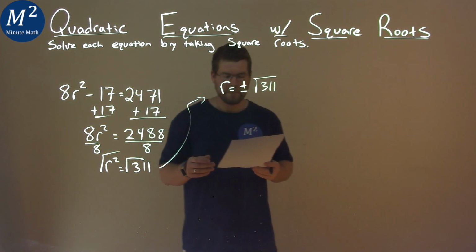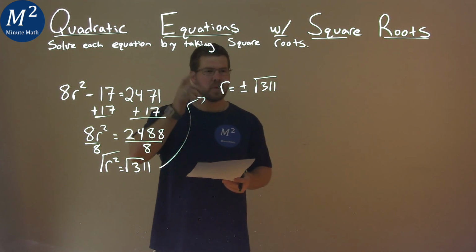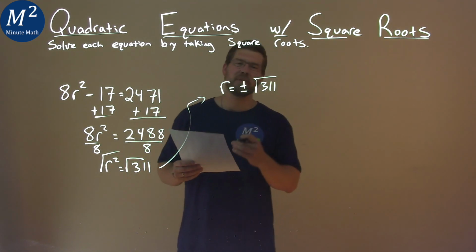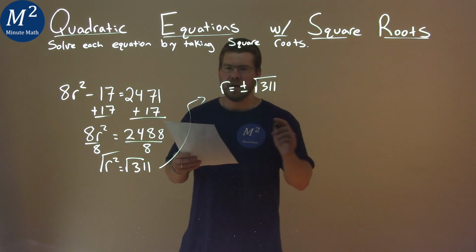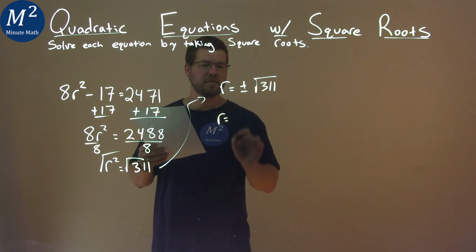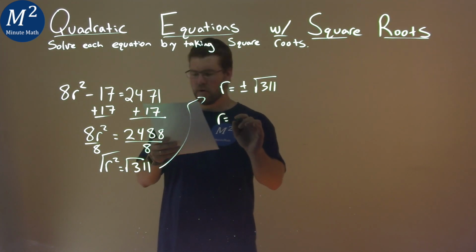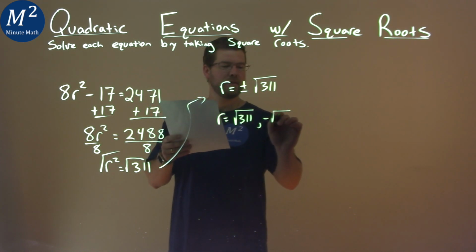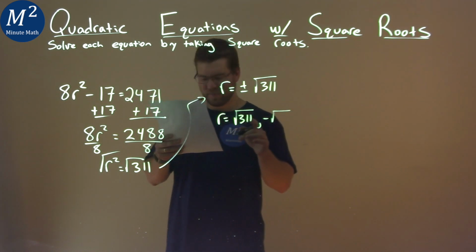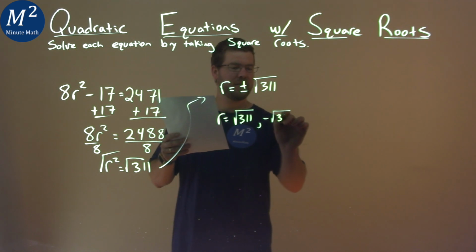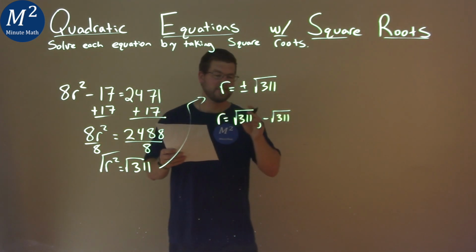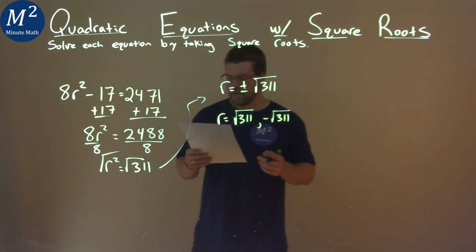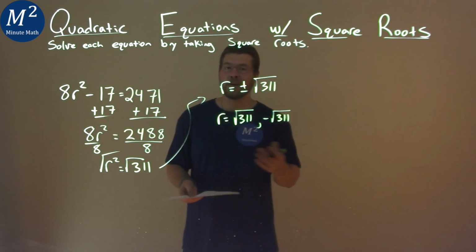All right. Well, this one actually, the square root of 311 can't break down anymore. And so we're pretty much done. We write this as the positive and negative, so r equals a positive square root of 311 and a negative square root of 311. And anyway, that is our final answer.